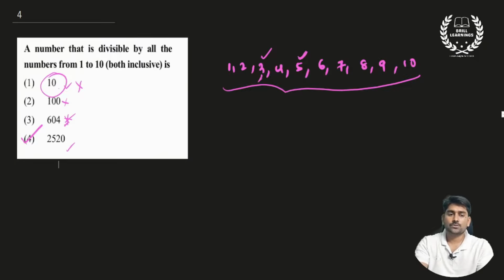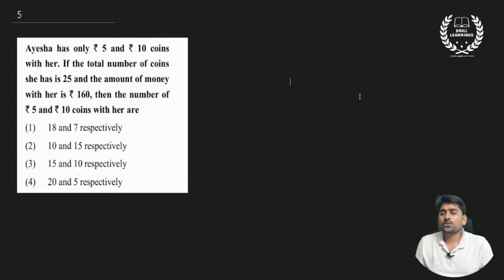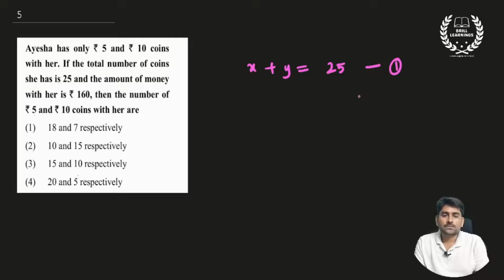Let's move on to the next question. Ayush has only 5 rupee and 10 rupee coins with her. The total number of coins she has is 25. Let us assume the number of 5 rupee coins as X and the number of 10 rupee coins as Y. So X plus Y should be 25, as the statement given. So this is the first equation.